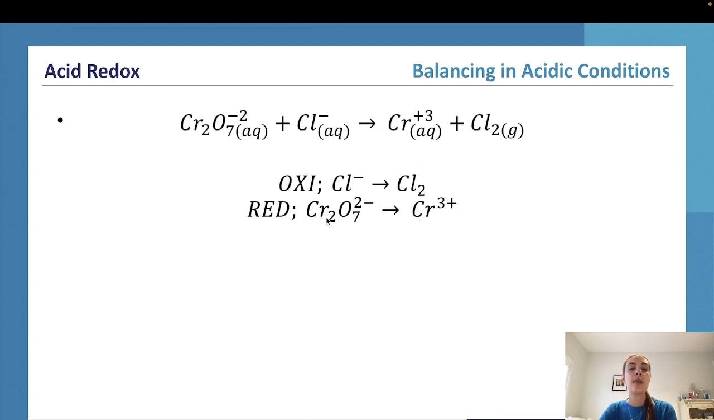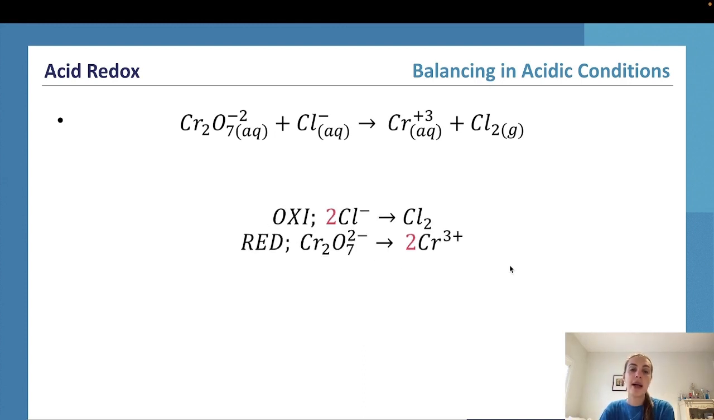And so if our chromium ions are going from +6 to +3, that means they're gaining 3 electrons. So they're becoming more negative because they've gained 3 electrons per chromium ion, and so hence that is a reduction. So we've got our oxidation reaction and our reduction reaction.